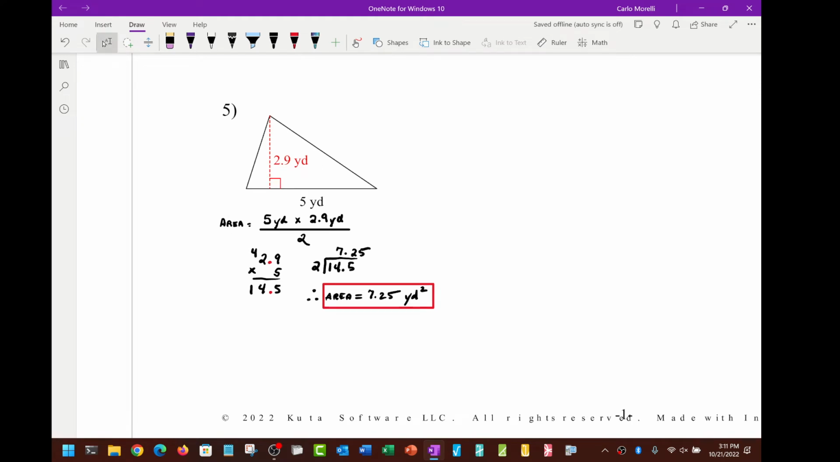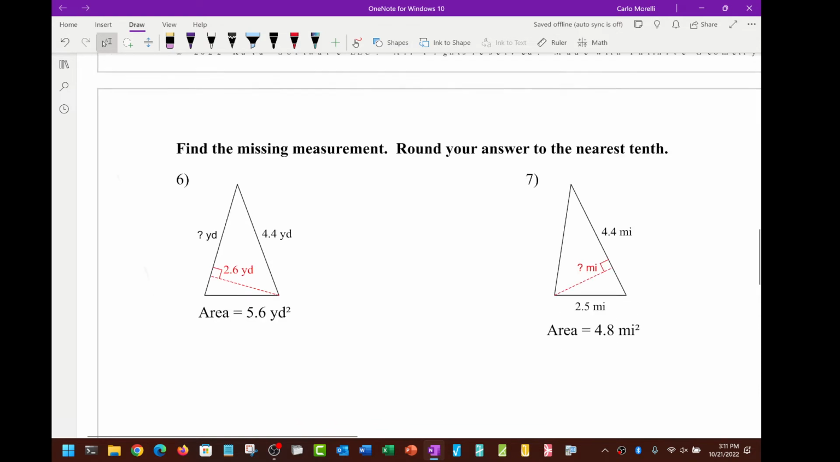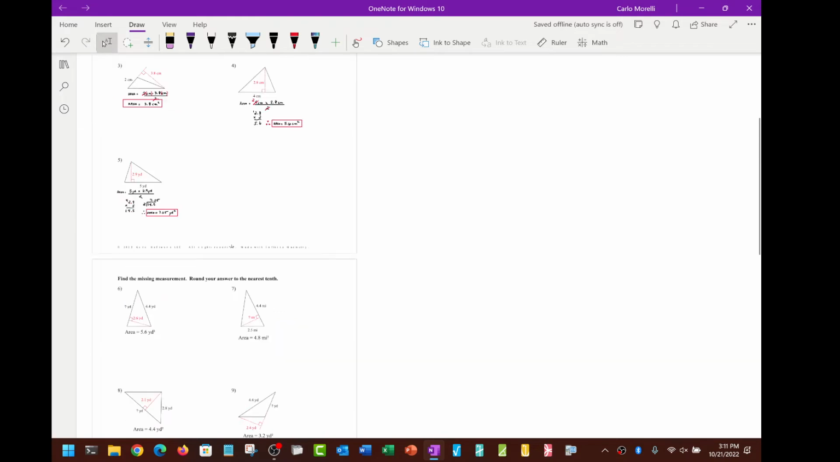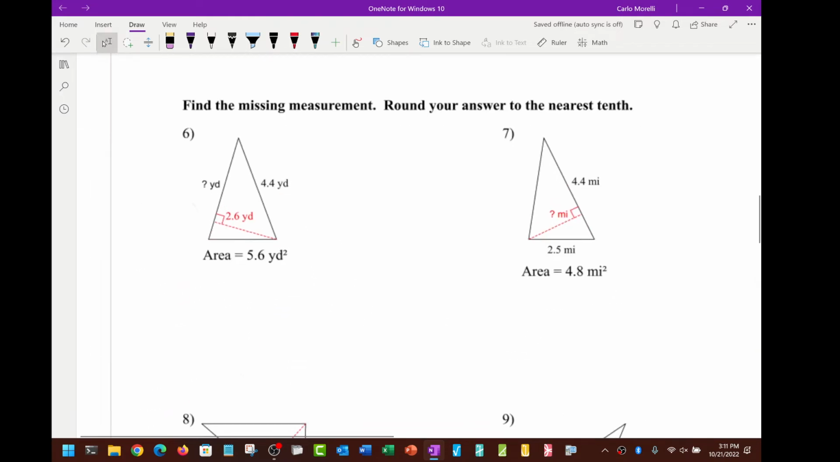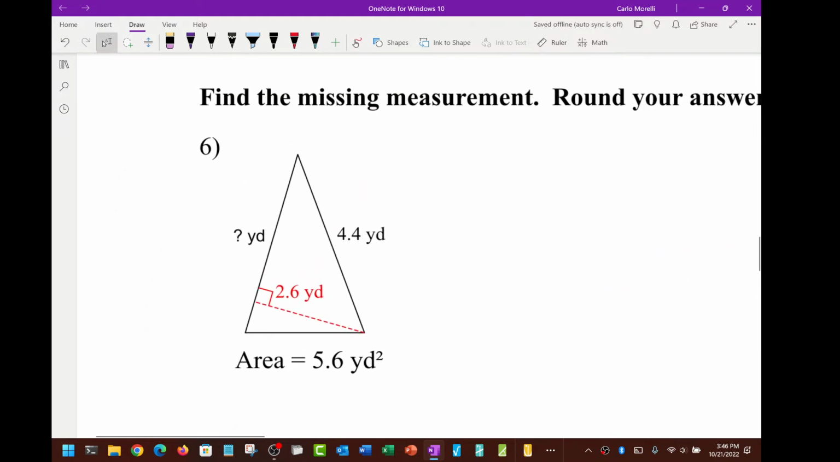And now we're moving on to the second part where they give us the area and they ask us to find either the base or the height. Okay, so we'll start on number 6 here in a second. All right, so let's take a look at number 6. Now, in number 6, we're given the area and we are given the height or altitude, as it's sometimes called. And we are asked to find the base.